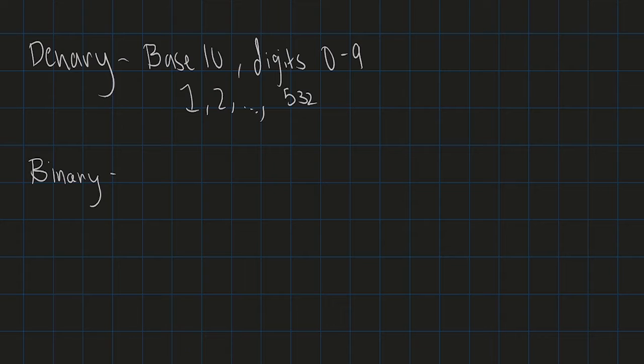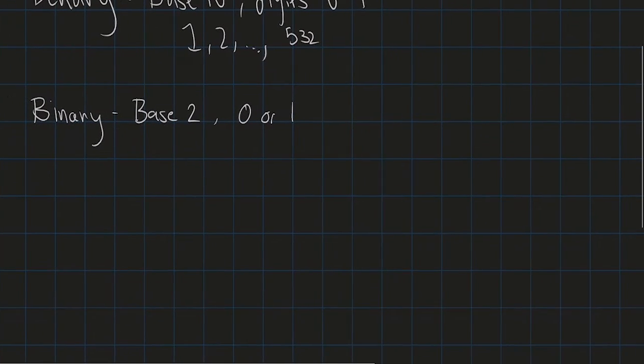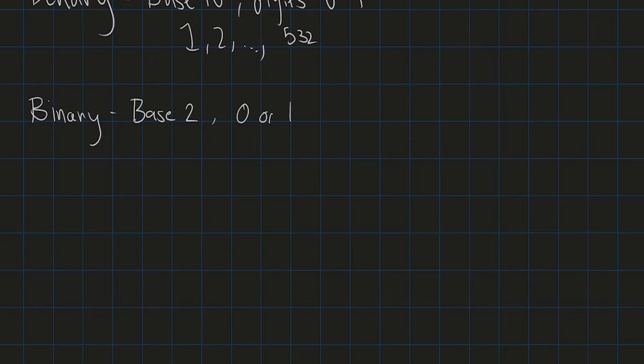Computers use the binary system, which is a base 2 number system, and your options are either 0 or 1. So this is your off and on state. Each digit is also known as a bit. If we have 8 bits, that's a byte.